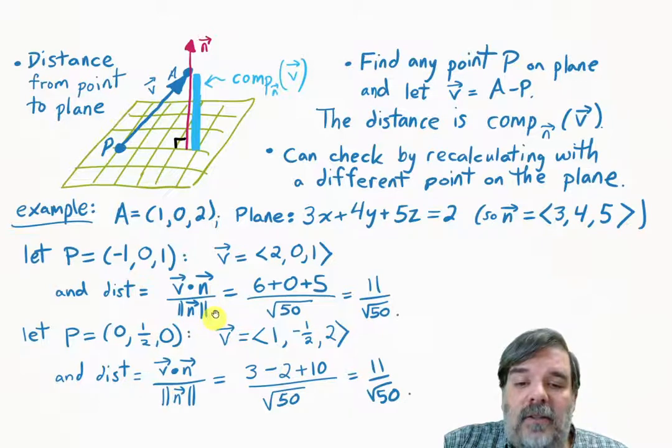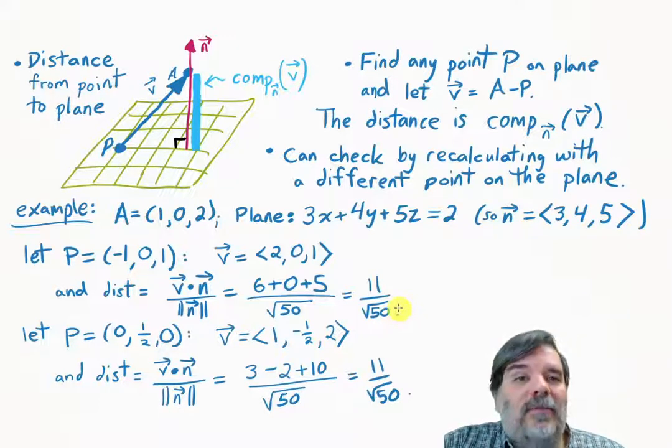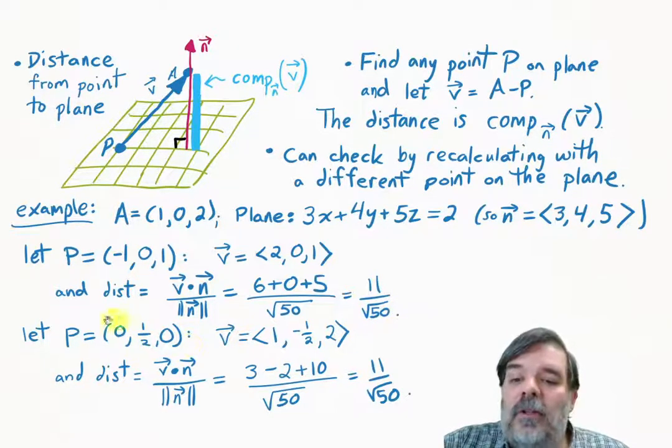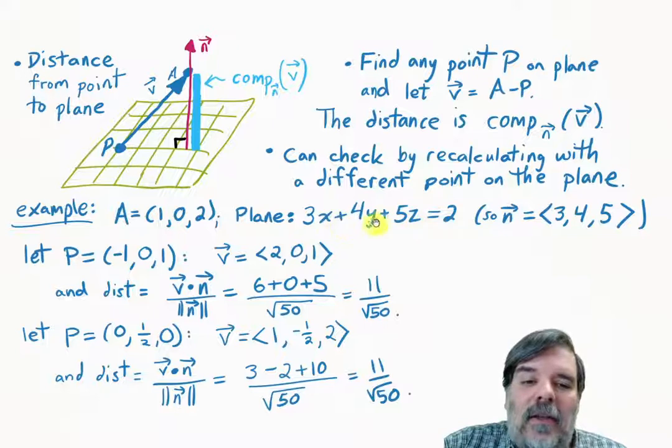So in this case, v dot n, we've got 2 times 3 is 6, plus 0 times 4 is 0, plus 1 times 5 is 5. Adding that up is 11, divided by the length of n, that's 11 divided by the square root of 50. And so that's our distance. And if you'd like to check your work, which I hope you do, you could choose another point which works out pretty nicely, even though it has a fraction, is 0, 1/2, 0.